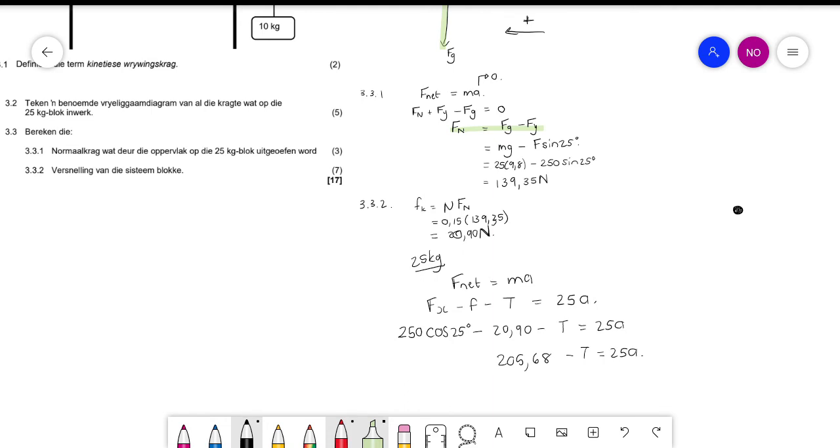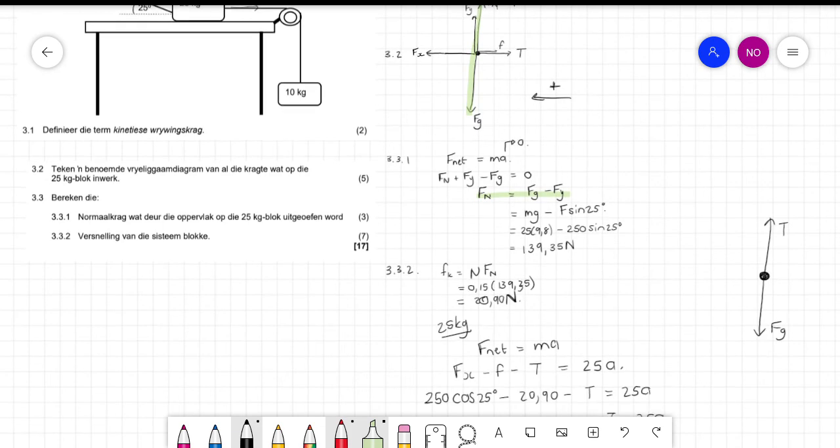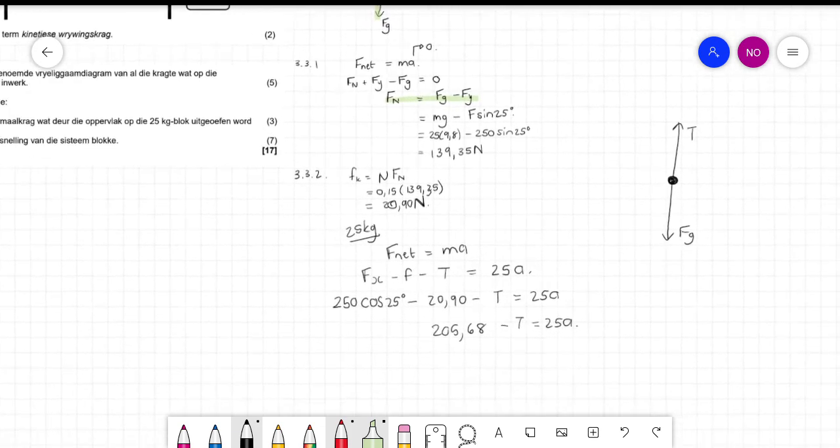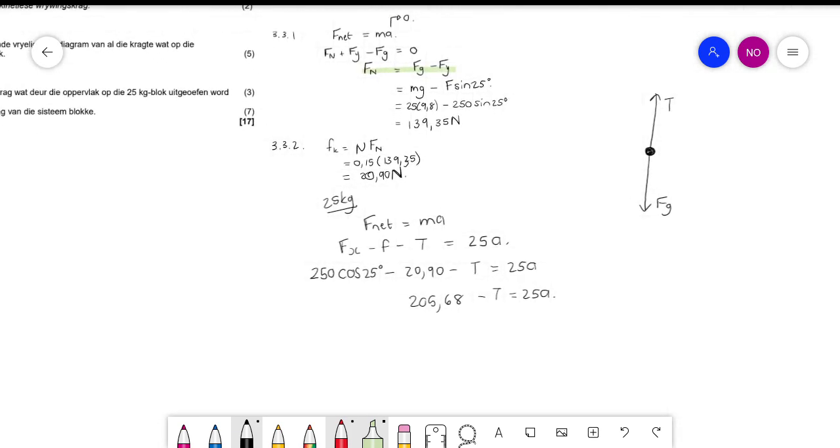So for the 10 kilogram, we only have two forces working in on it. Tension pulling it upwards and gravitation pulling it downwards. Now remember, we picked the direction of motion as positive. So this box is going to move upwards. So direction of motion is positive upwards now. This is now for the 10 kilogram box.